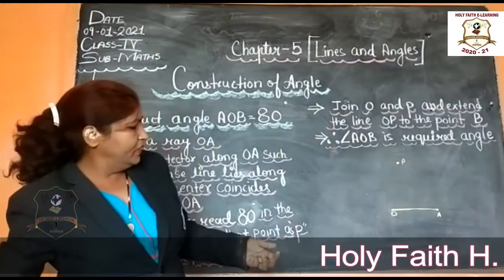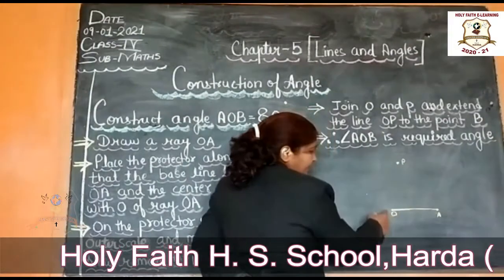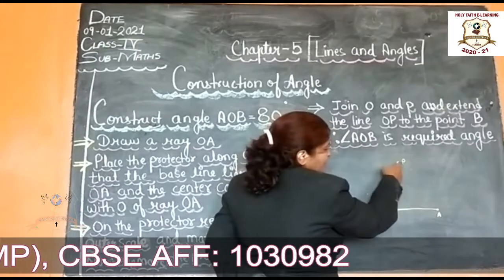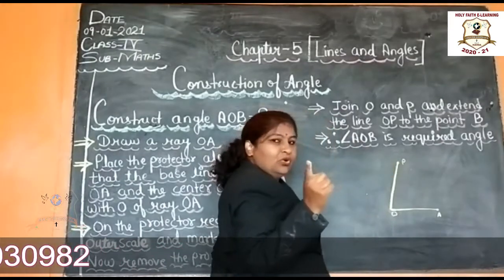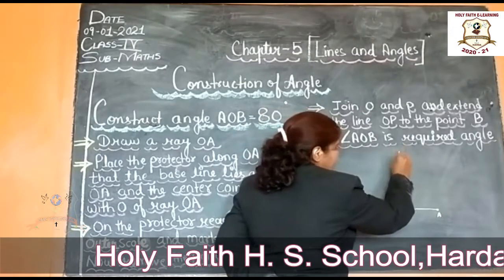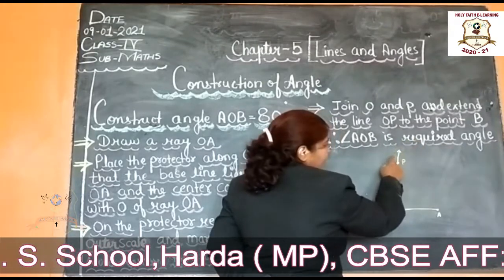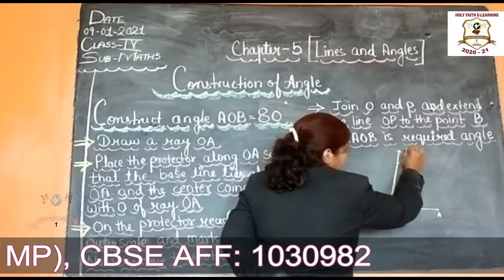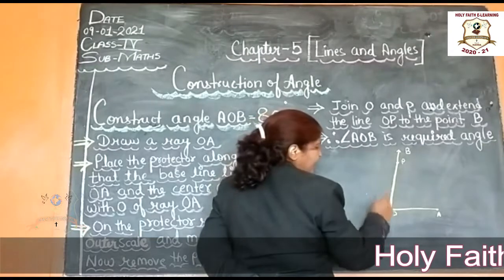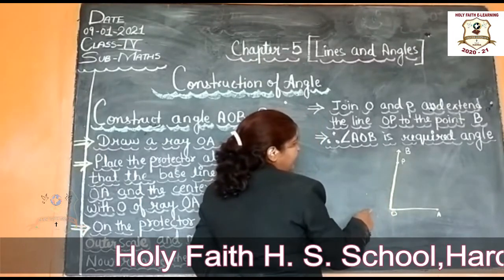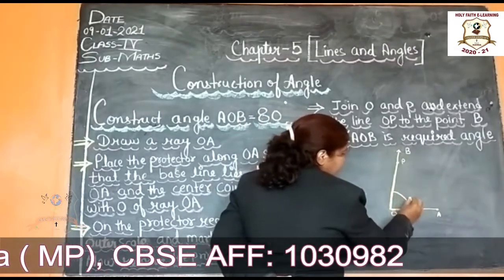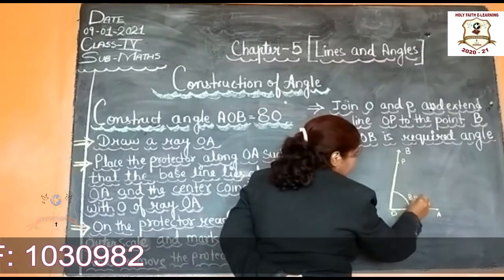Now I will draw a line OP up to this point P. Now as you know our ray extends, तो हम थोड़ा सा और हमारे ray को बढ़ा देंगे. Now we will give the name B here. Now we have constructed angle AOB of 80 degrees. This is our 80 degree angle.